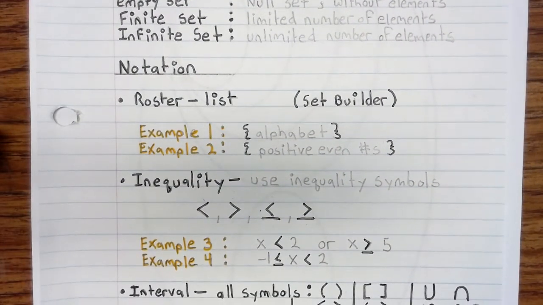Notation. Roster list, set builder. I should say roster list is also known as set builder. Example 1, alphabet. Example 2, positive even numbers.